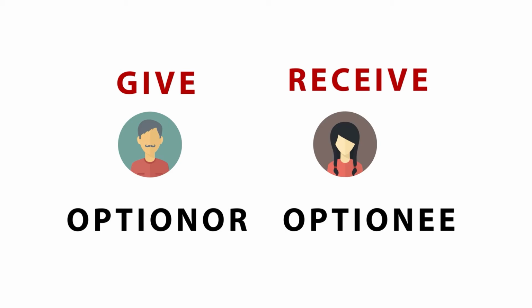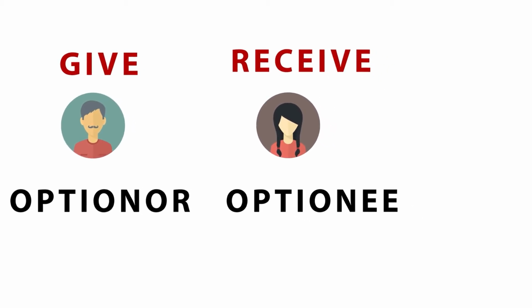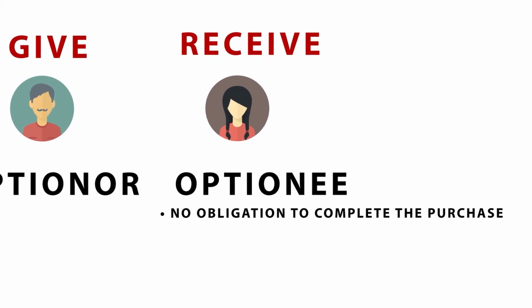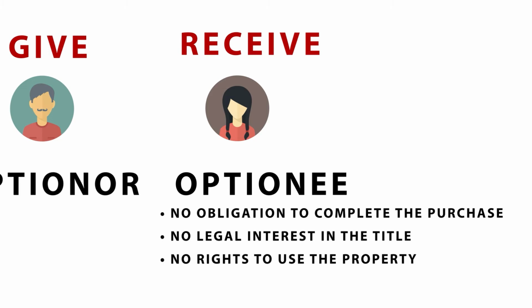Optionor, optionee. The option is an agreement to hold the property from selling to someone else for a specific period of time. Optionor is the person granting the option, typically the seller. Optionee is the receiver of the option. The optionee or buyer has no obligation to complete the purchase, does not have legal interest in the title, nor any rights to use the property.